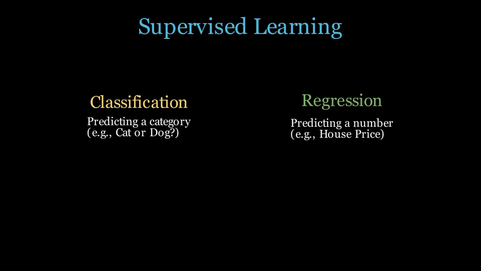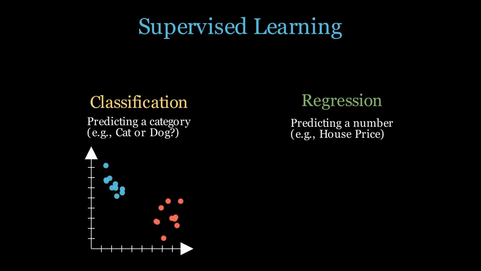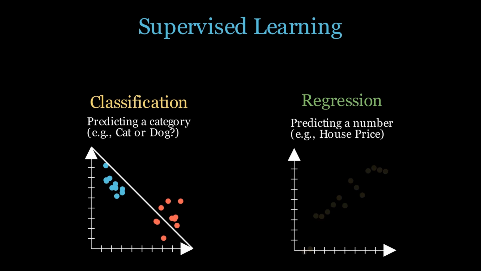It's generally split into two categories: classification and regression. Classification is all about predicting a category. For example, looking at a photo and deciding, is this a cat or a dog? Regression, on the other hand, is about predicting a continuous number, like estimating the future price of a house based on its size and location.